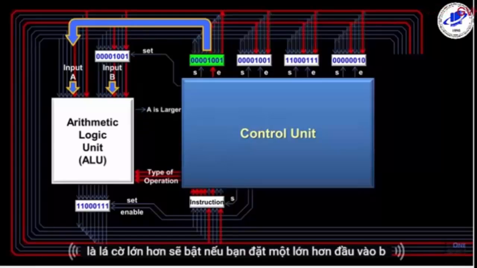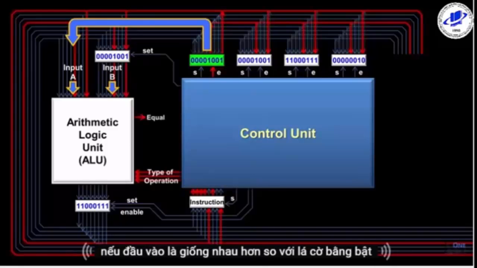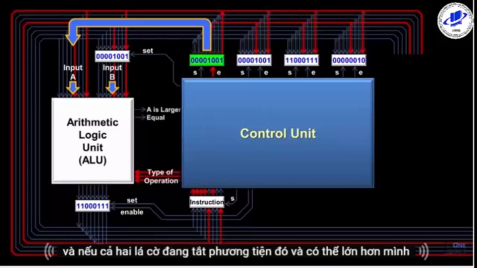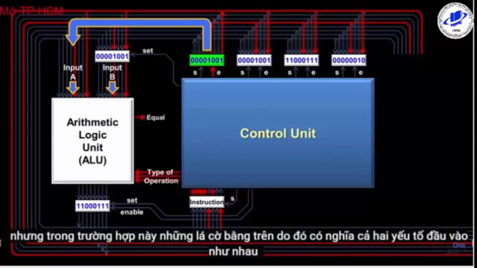The A is larger flag will turn on if input A is larger than input B. If the inputs are the same, then the equal flag turns on, and if both of these flags are off, that means input B is larger. But in this case, the equal flag is on, so that means both inputs are the same.